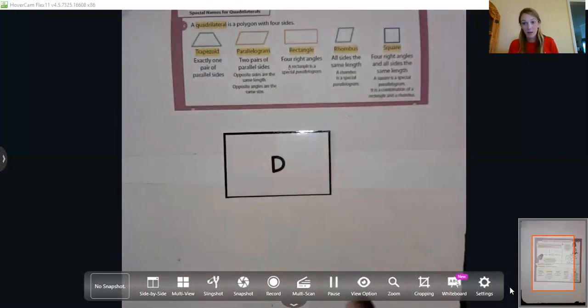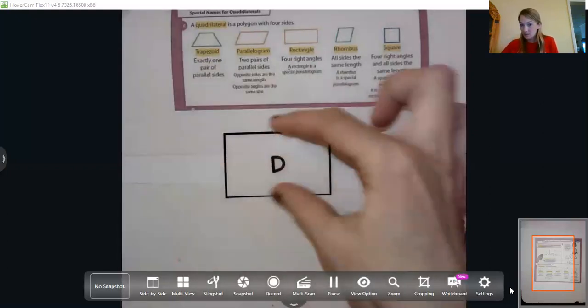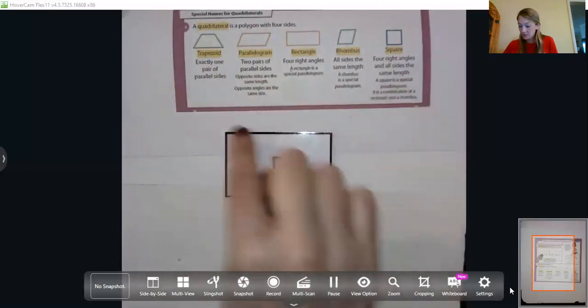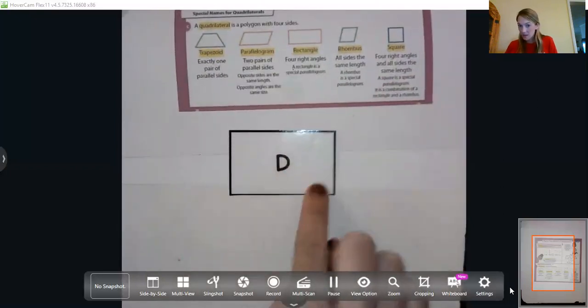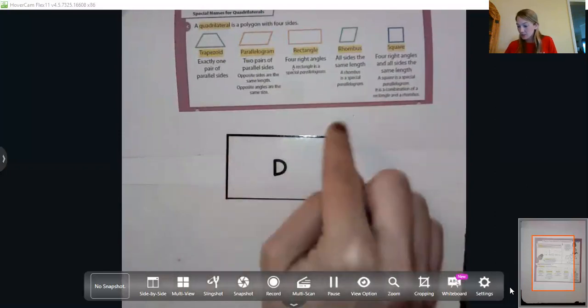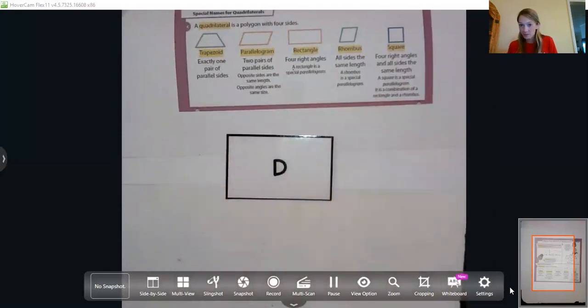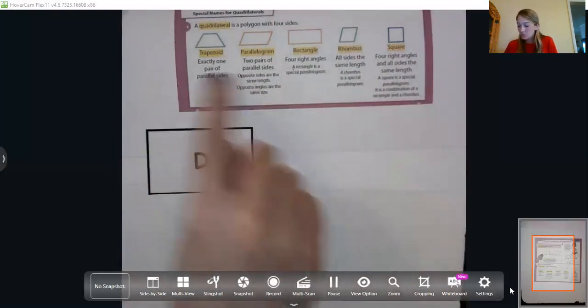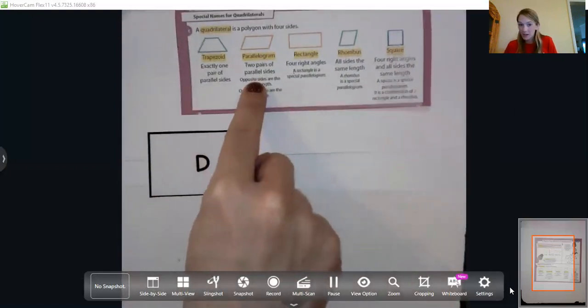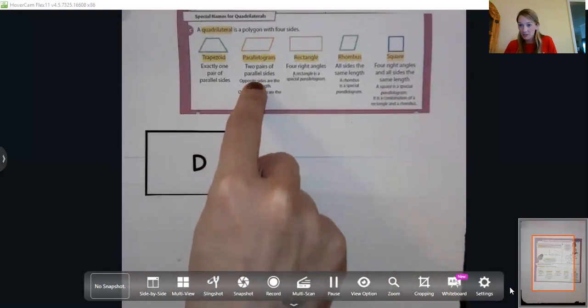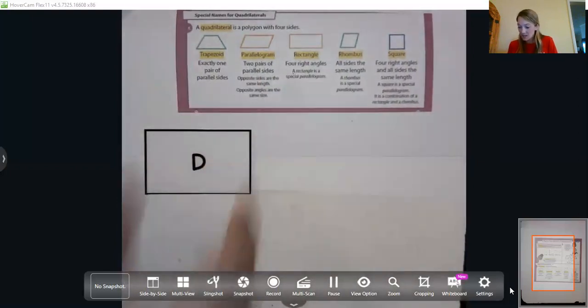No. Why not? Because this has two pairs of parallel sides. Okay? These two are parallel. The top is parallel to the bottom, and the left side is parallel to the right side. Okay? So no to trapezoid. We're going to move on. Could it be a parallelogram? Or does it have two pairs of parallel sides? Yes, we just said it has two pairs of parallel sides and not one. So it is a parallelogram.